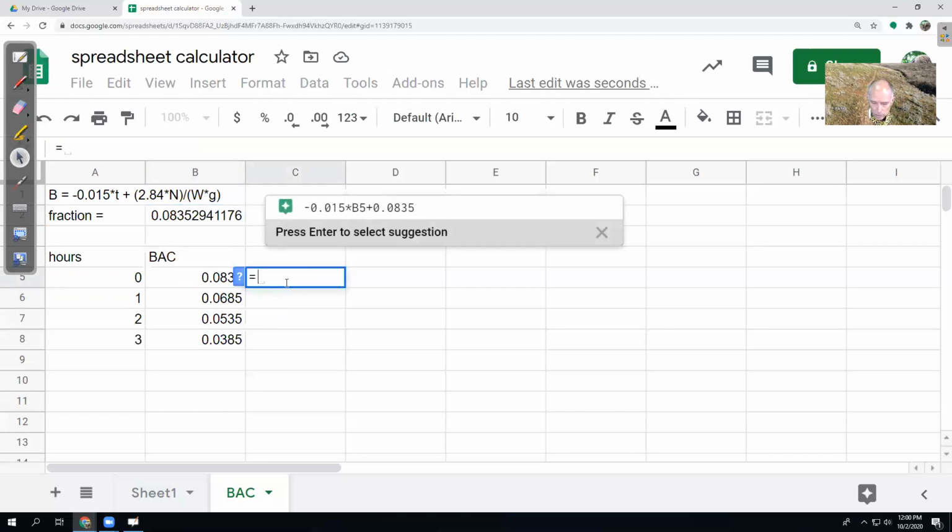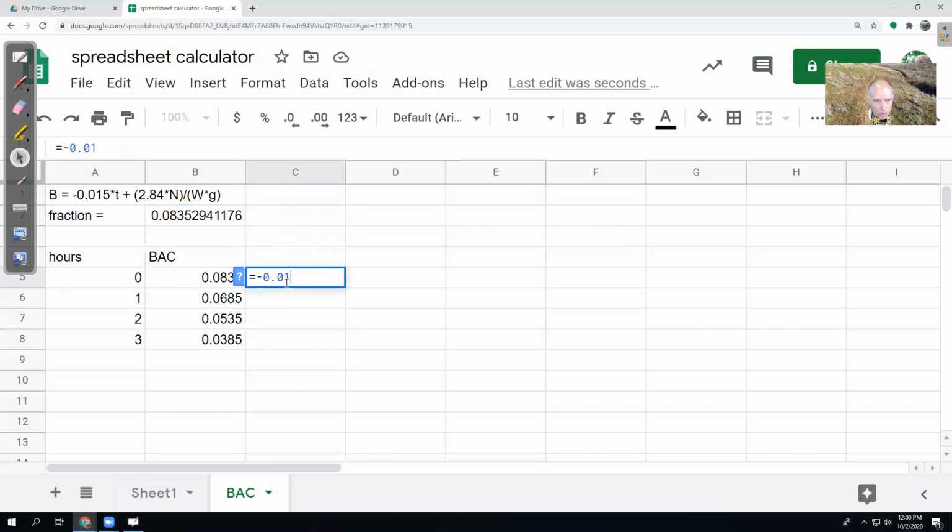So I could go equals negative 0.015 times the time, which is located way over there in the same row, plus this number right here. Now, this is the tricky part. When I copy this formula down, it's going to change that A5 to an A6, and then an A7, then an A8. Now, it's also going to want to do the same thing to the B2. As I copy this formula down, it's going to want to go from B2 to B3 to B4. That's a problem because that number is always located in that position.